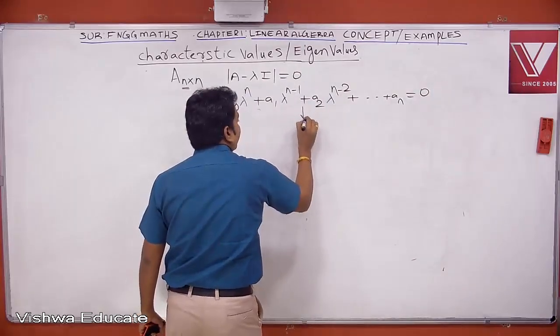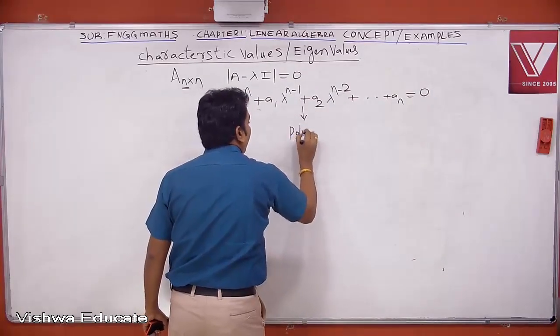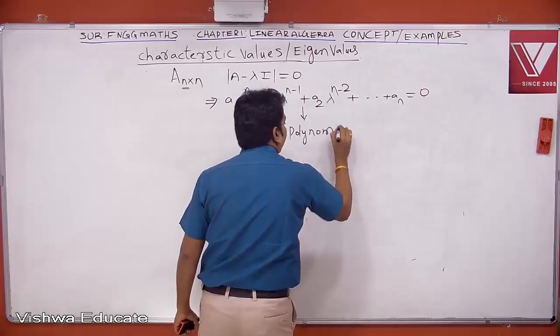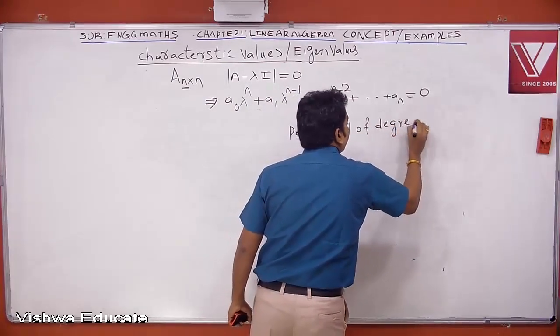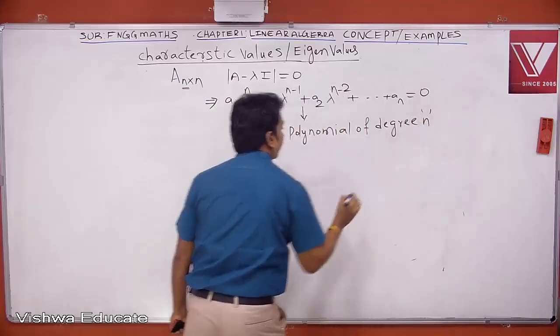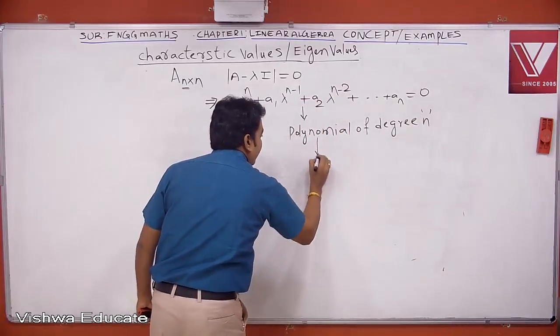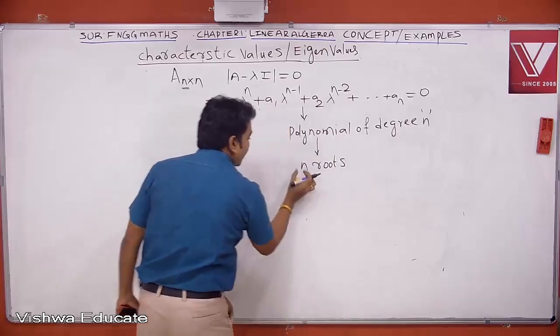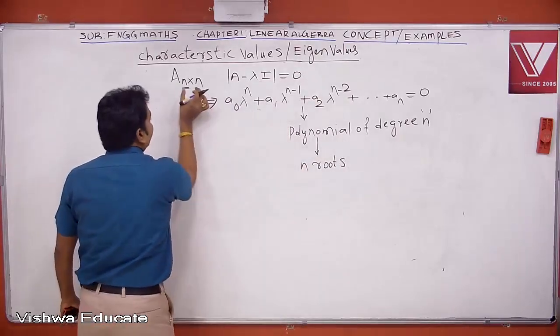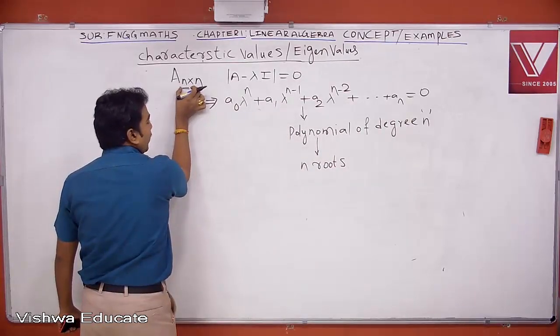Now basically this is a polynomial of degree n. Now when you solve this equation, we will get exactly n roots. And these n roots are nothing but the eigenvalues of this particular matrix.